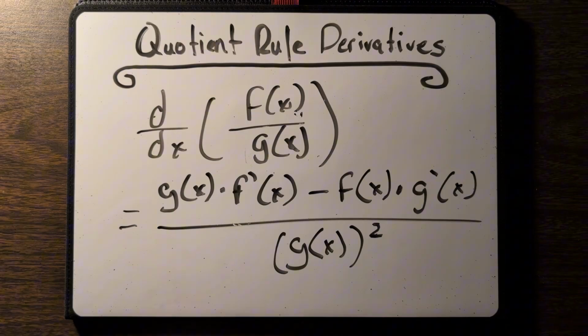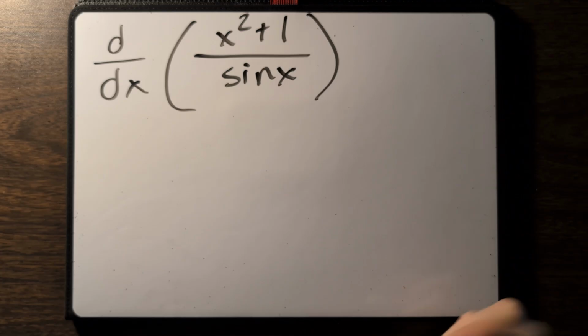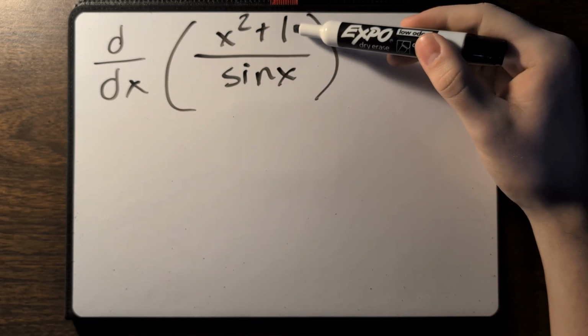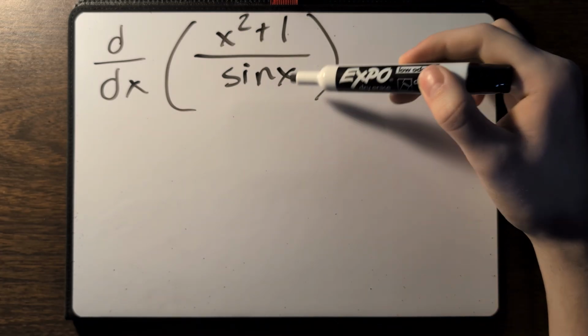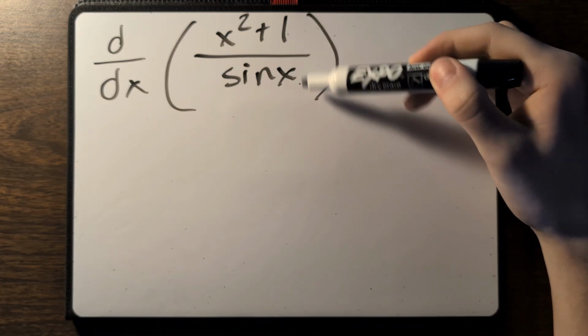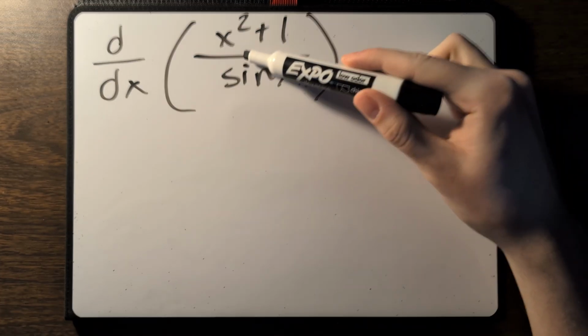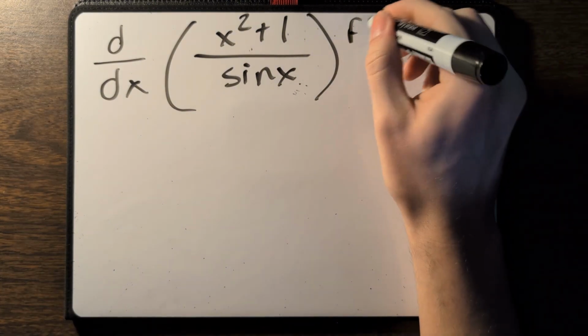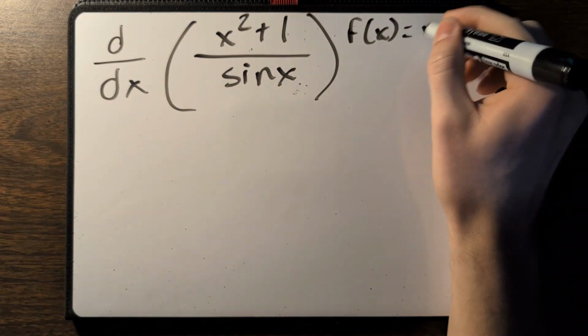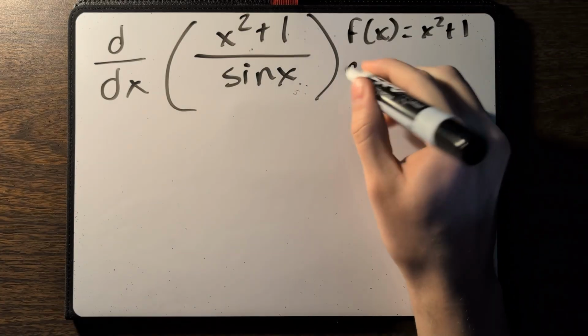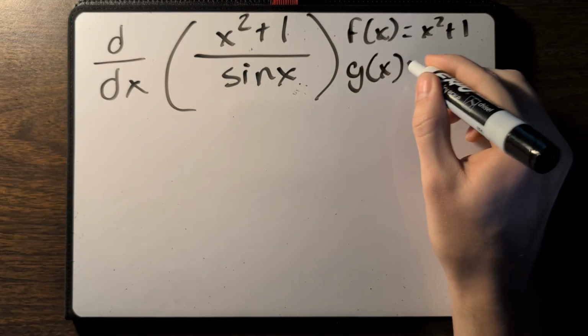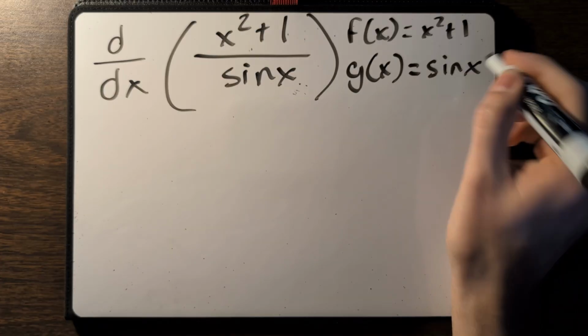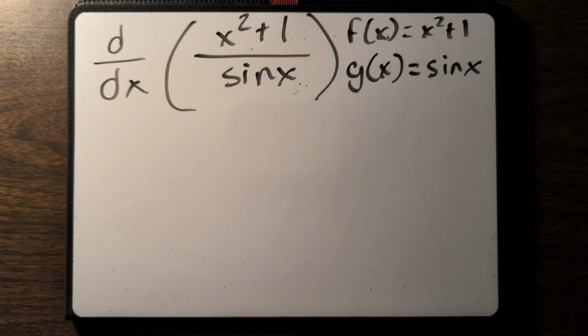Alright, let's look at an example. For this example, we have x squared plus 1 over sine of x. So we have two functions here, this x squared plus 1 and this sine of x. In this case, our f of x, our high function, is going to be x squared plus 1, and our g of x, or our low function, is going to be sine of x.